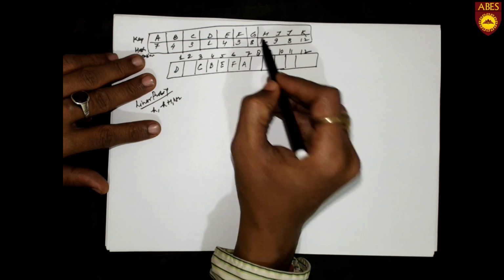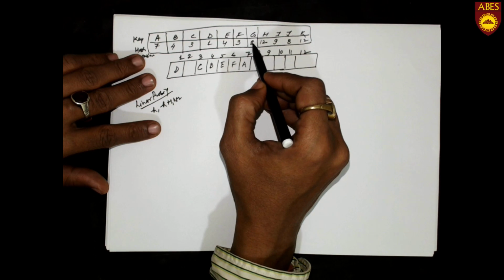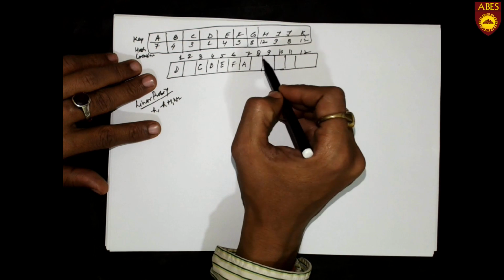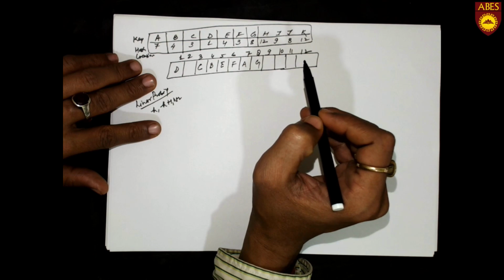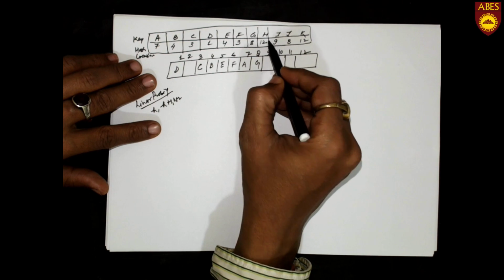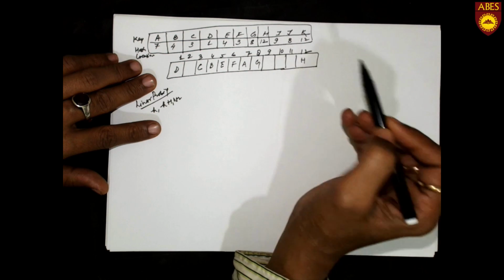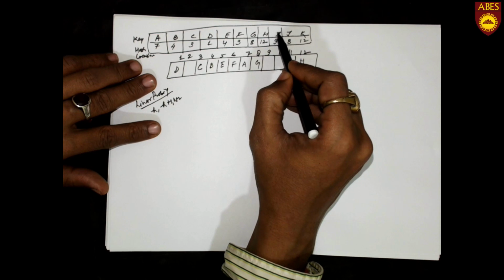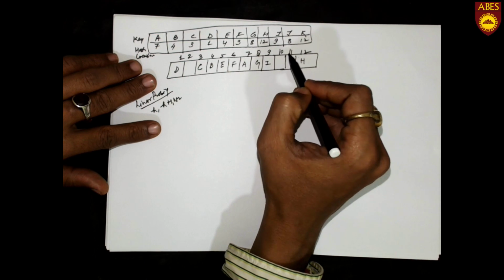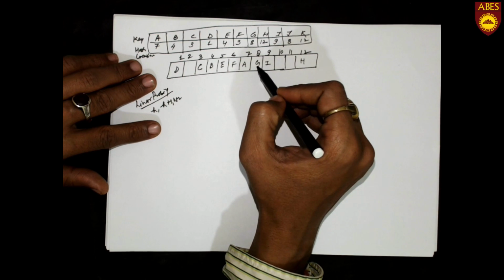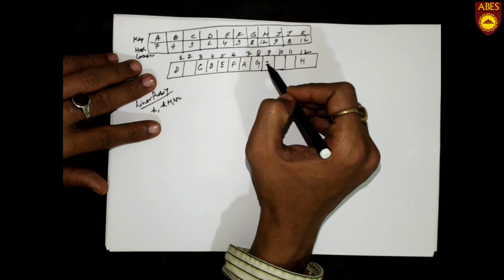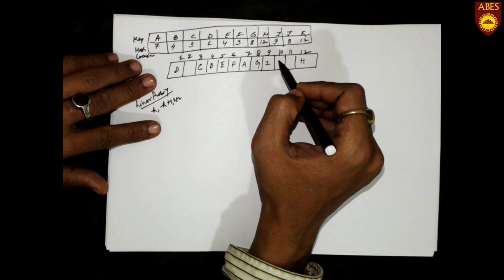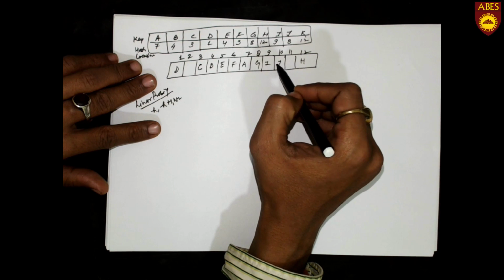Then I go to G, which has hash location 8. This is free, so we can store G here. Then H can be stored here. I with 9 can be stored here. J with 8, you can see that this location is busy, so we cannot store the element here. So we look for H plus 1, that is 9, which is also busy. So you go and see the 10th location, this is free, so you can store J here.